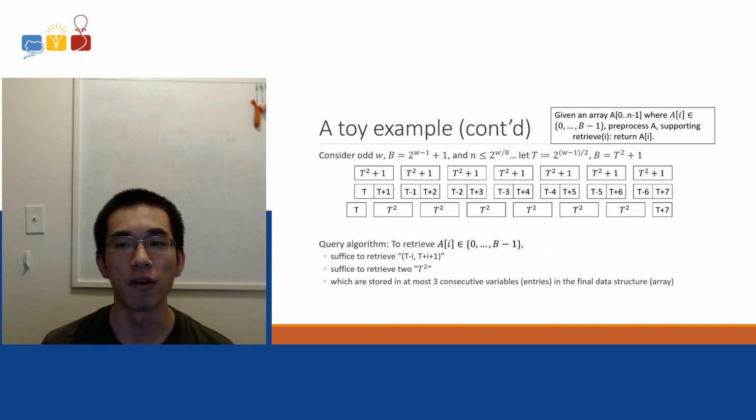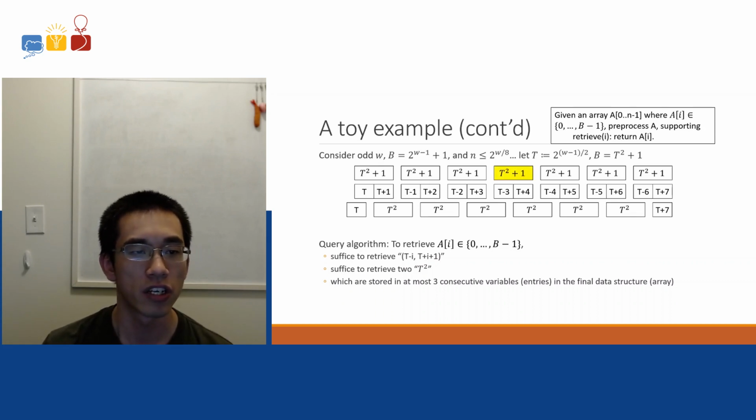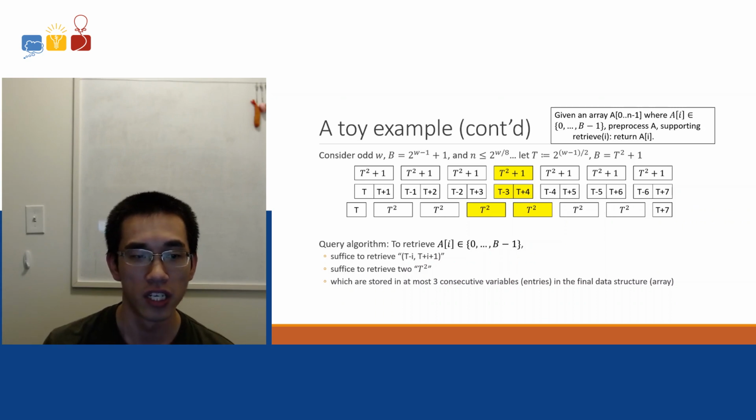Okay, so we have analyzed this space. So how do we retrieve one entry of the input? I guess the query algorithm is quite straightforward, so let me just go over it quickly. To retrieve one AI from a range of size t squared plus 1, we first observe that it suffices to retrieve the two smaller integers from ranges of size t minus I and t plus I plus 1 respectively. And then it suffices to retrieve the two integers we stored directly in the data structure of size t squared.